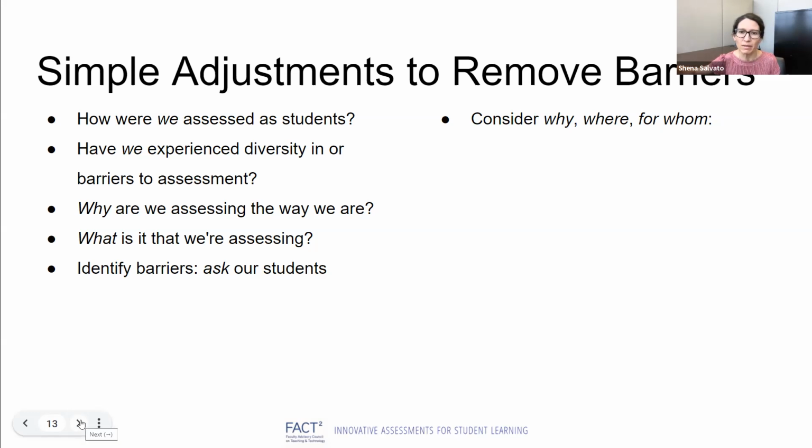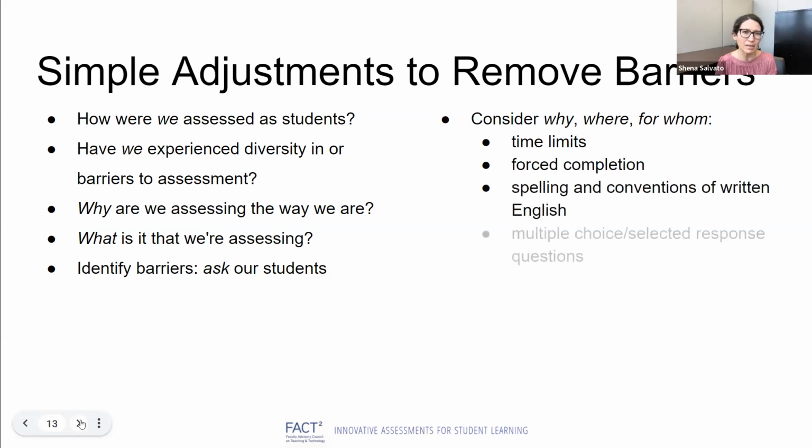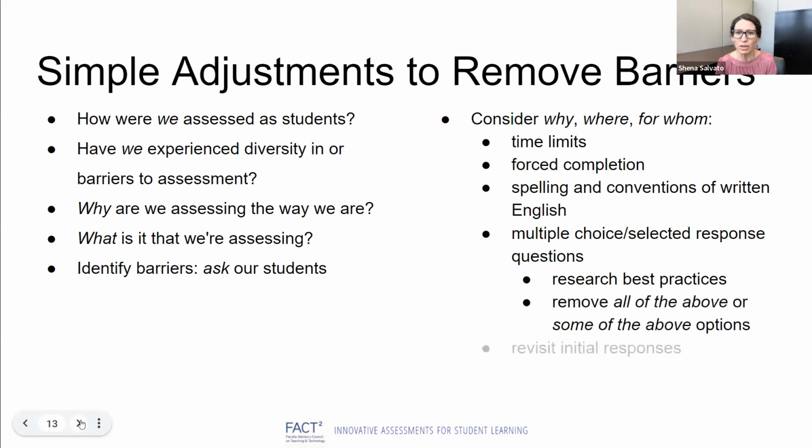So some of the simple adjustments that we might want to consider also depend upon if we're teaching face-to-face, if we're teaching online, and why, where, and for whom we are making these adjustments. And so we'll consider, especially looking at online tests, looking at time limits. Is it really necessary to have a time limit on some of these assessments for our students? Could we give extra time? Could we give unlimited time?